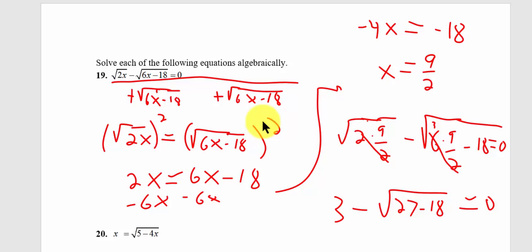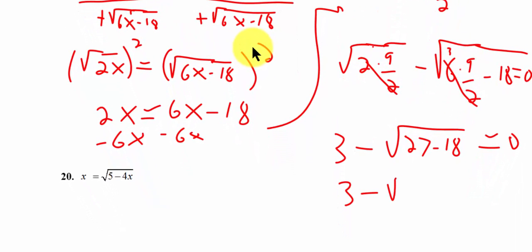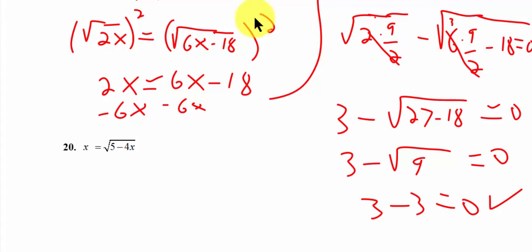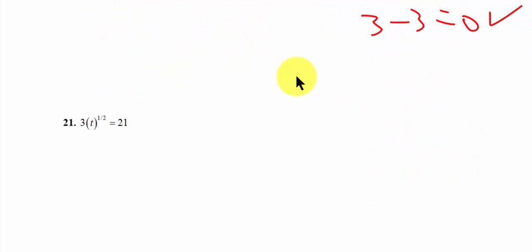And this looks like it's actually going to work. Right, 3 minus the square root of 9 equals 0. So 3 minus 3 equals 0. This then checks out. So the answer x equals 9 over 2 works. Okay, I didn't think it was going to work, to be honest with you.